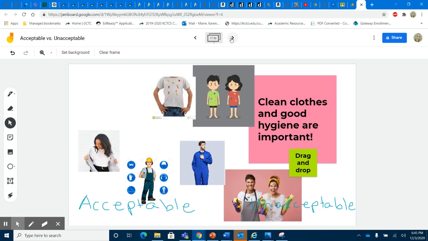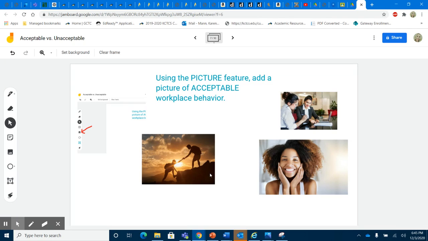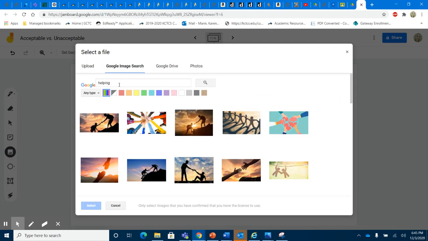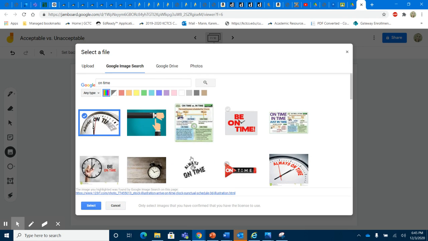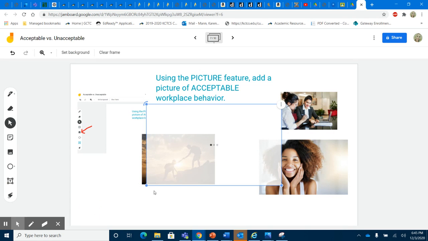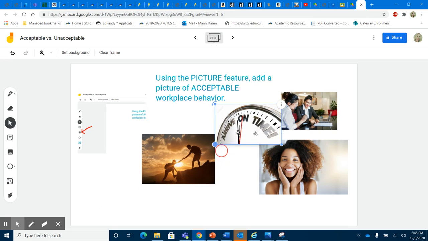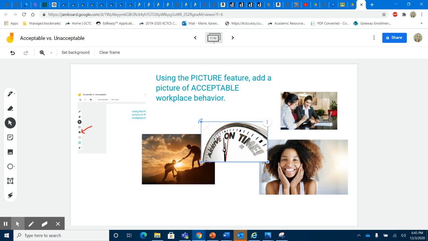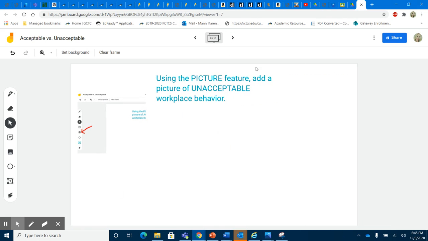Here, the idea is to get students to get more involved, to use the image feature. And here I'm asking them to find examples of acceptable behavior at work. And so they can just type in things like helping, smiling, on time to work. So whatever they think is important. And the idea is that we would have this classroom sort of collage of all acceptable behavior for workplace. Same thing, we could do the unacceptable. So we could have a lot of fun with that.